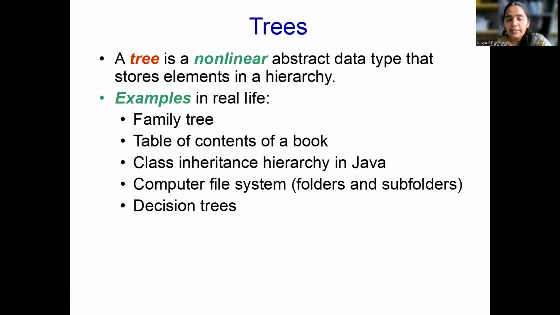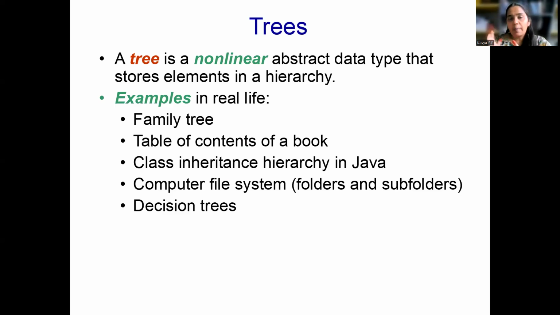So as I have already said, tree is a nonlinear data structure. Since the name conveys it is nonlinear, which means it doesn't follow any sequential or contiguous hierarchy. The elements are stored in a non-linear hierarchy. Talking about real life examples, the family tree: the grandparent, parent, then their children.